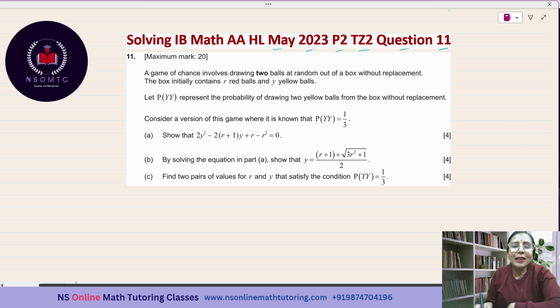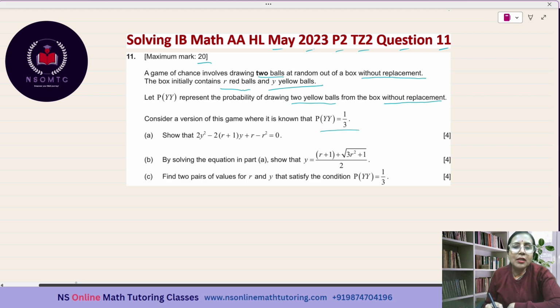So, without any further delay, let us start solving this question number 11. The maximum mark is 20. It says a game of chance involves drawing two balls at random out of a box without replacement. The box initially contains R red balls and Y yellow balls. Let P(YY) represent the probability of drawing two yellow balls from the box without replacement. Consider a version of this game where it is known that P(YY) is equal to 1/3.